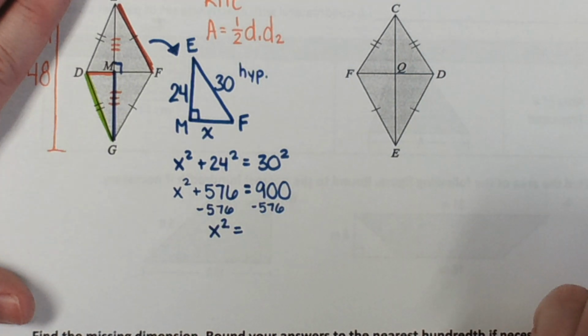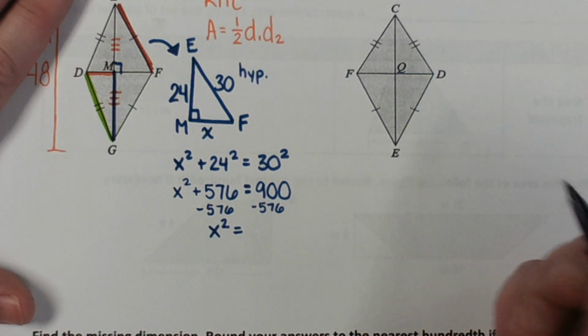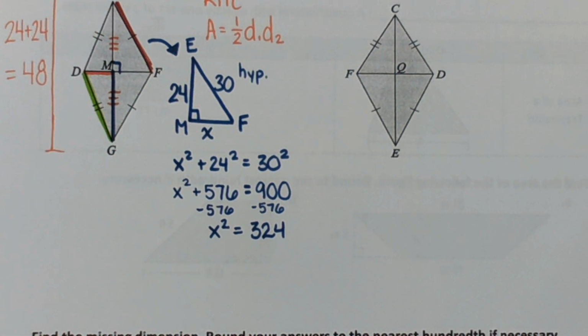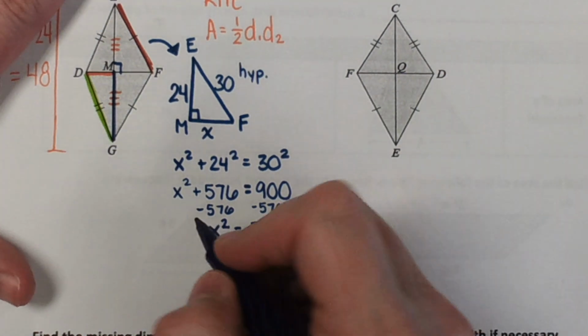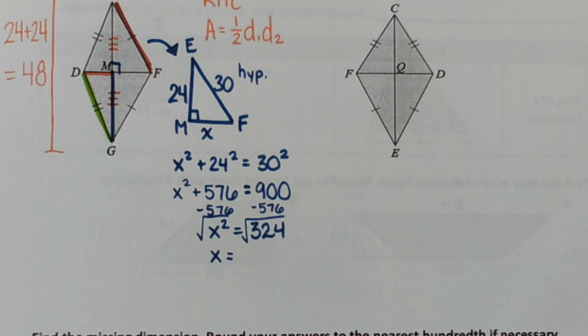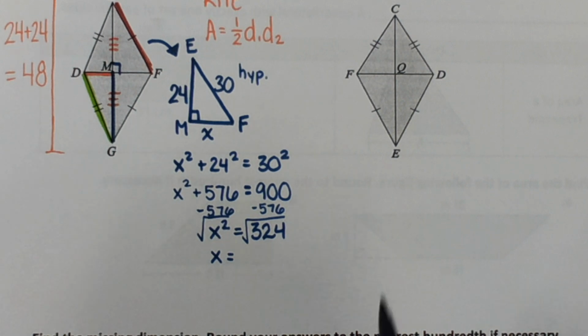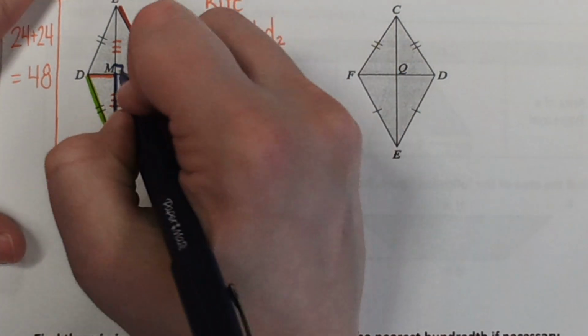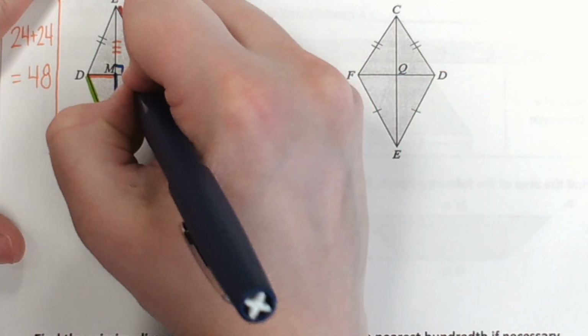X squared is equal to 324. Far too many people on the quizzes, not as many, but some people stopped Pythagorean theorem right there. They called that X. What do you do to get X? Don't change your X squareds into X's until after you've taken the square root. Square root of 324 is a number. 18. Oh, it's 18? It's just a nice number? Ooh, that's nice of them. And that was this. So this length is now 18.